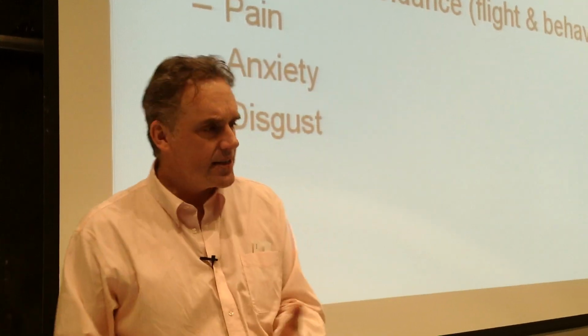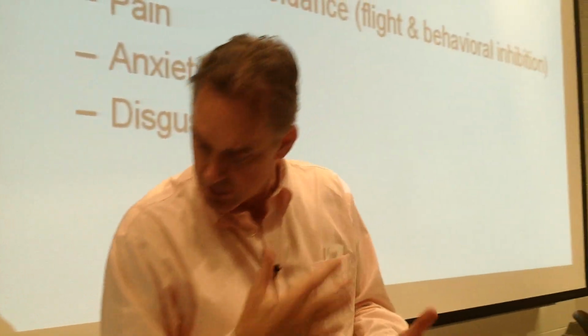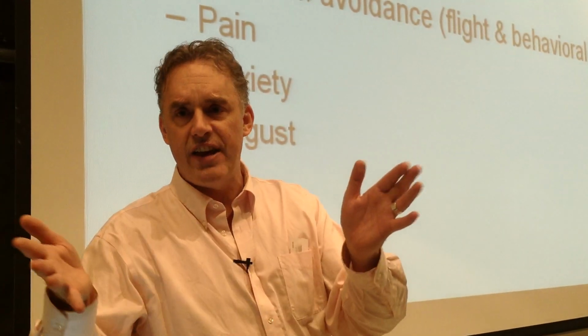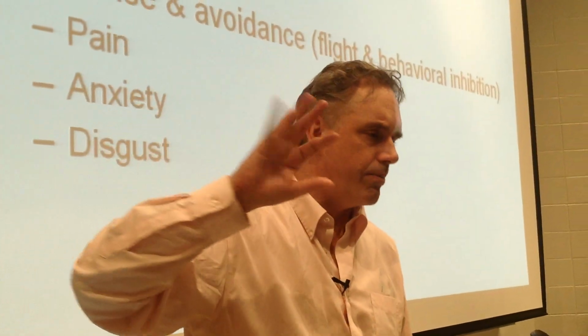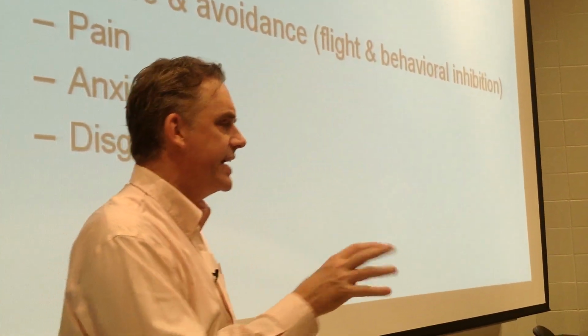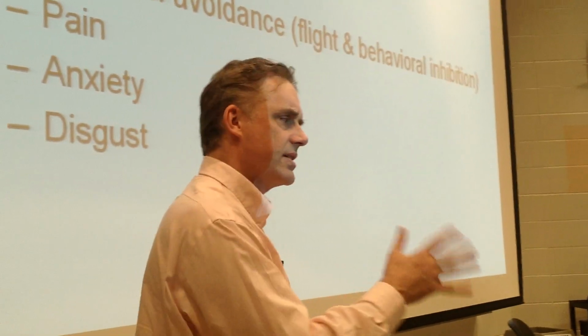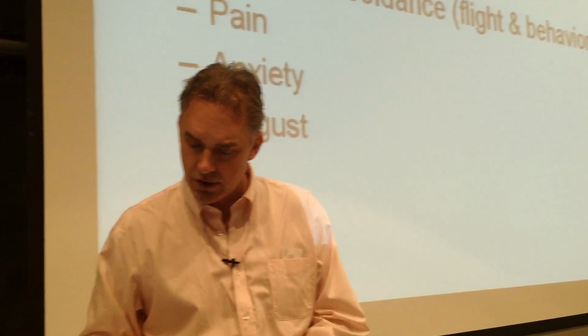So the defense and avoidance negative emotions seem to be roughly pain, anxiety, and fear, but then there's disgust. And people have been looking at disgust a lot lately, and it doesn't seem to load on neuroticism, so it's its own circuit.